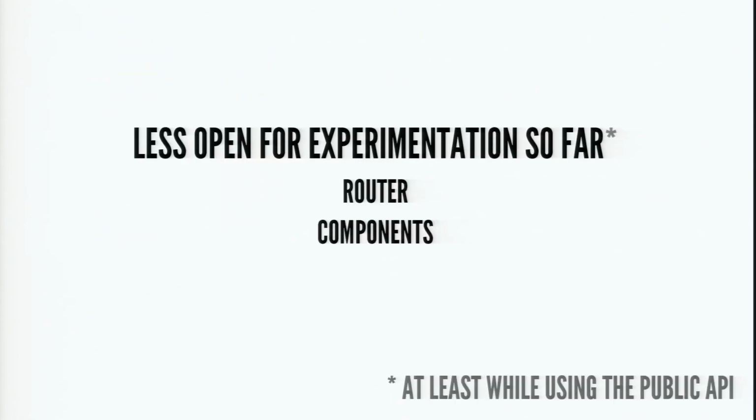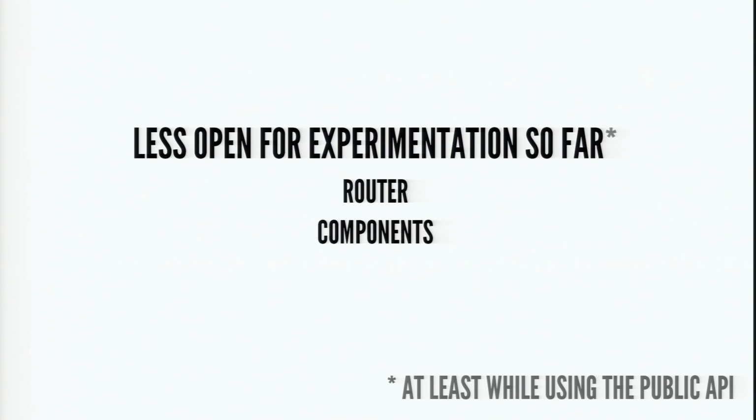There are a few areas that have not been open for experimentation so far. I put an asterisk there, at least not while using the public API, because of course in practice what people do is they just use private APIs to accomplish their goals. But that just means that people using those add-ons feel like everything is very unstable. So it's a plausible mode for experimentation, but because things are so unstable, that doesn't always end up giving good input back into the framework. So it's actually, in my view, a good starting point.